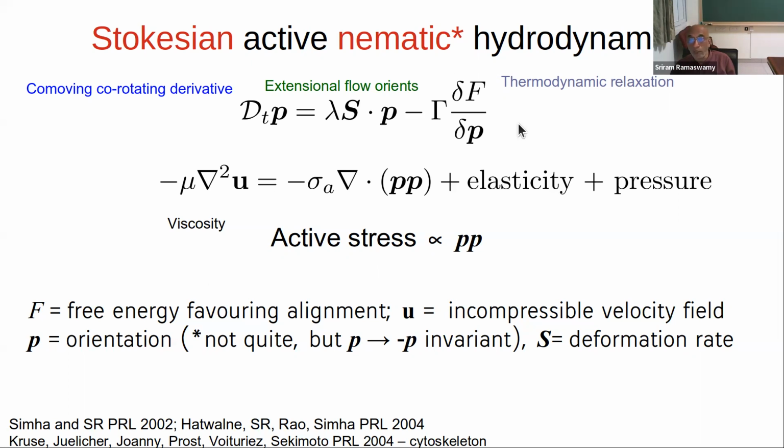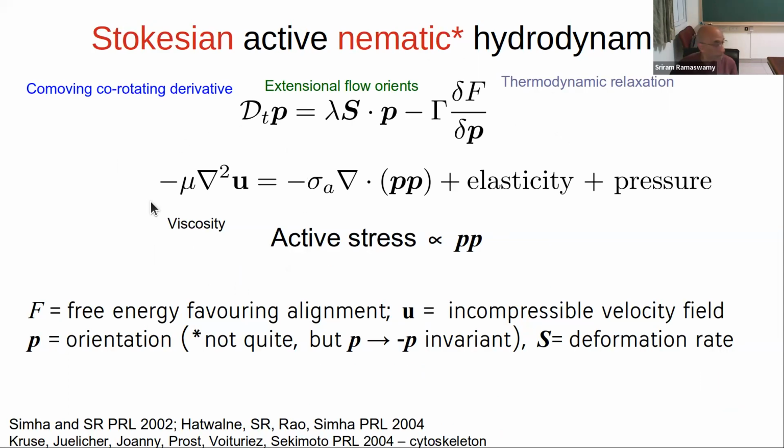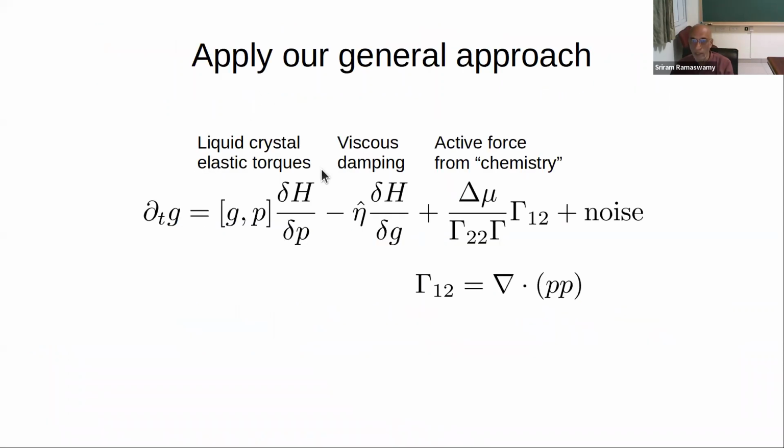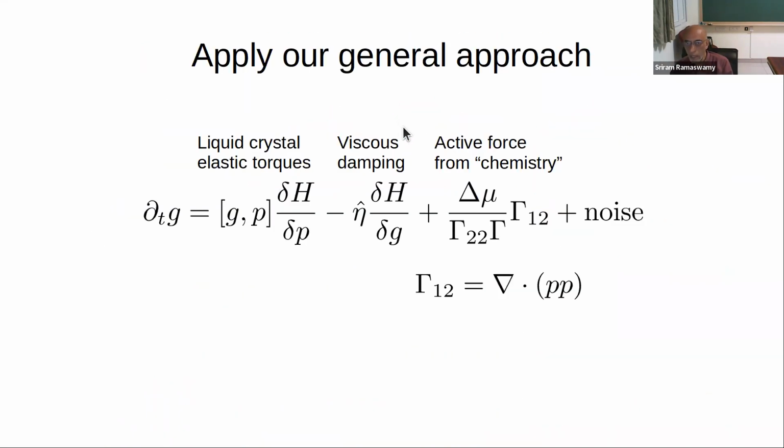Okay, so these are the equations. What do they tell us? So the first question we can ask is, supposing you take these same equations. Remember what I did for the Toner-Tu problem was I just had partial P with respect to T, I had P dot grad P, and I had H, which is del F over del P. I took those equations and the equation with concentration in that case and perturbed them and showed you various interesting properties. I'm going to do the same thing here.